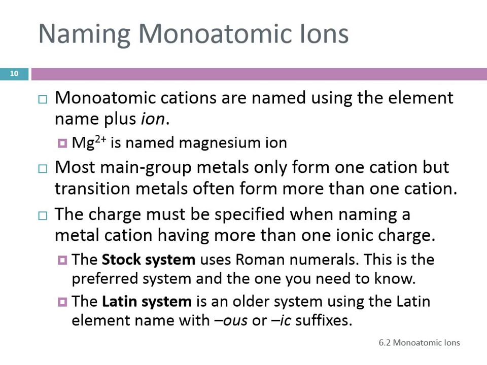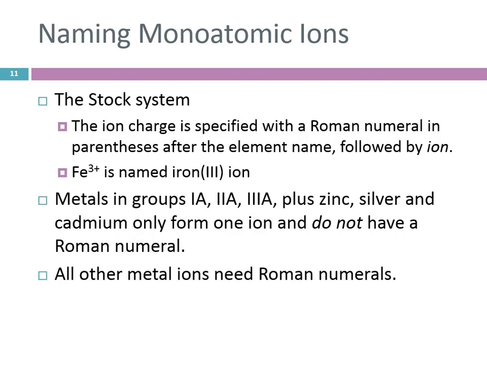So you'll see this system, and I just want you to know the -ous or the -ic is telling you the charge. But I'm not going to make you learn that system. We're going to use the Stock system. Stock is the preferred system. It's the one you need to know. It uses Roman numerals. So we use a Roman numeral to tell the person reading the name what the charge is. We specify the charge with a Roman numeral, and we put the Roman numeral in parentheses.